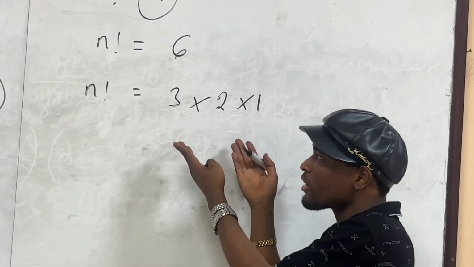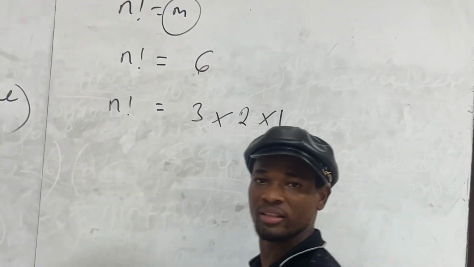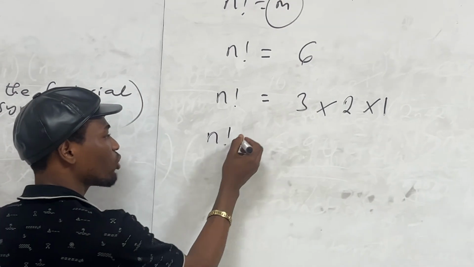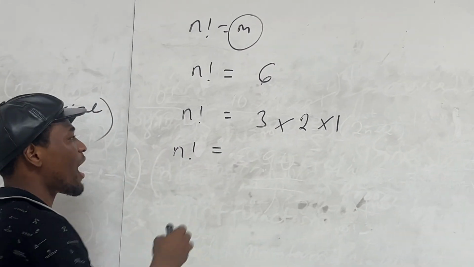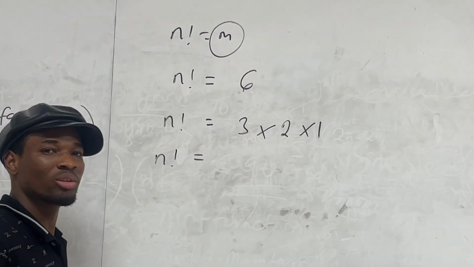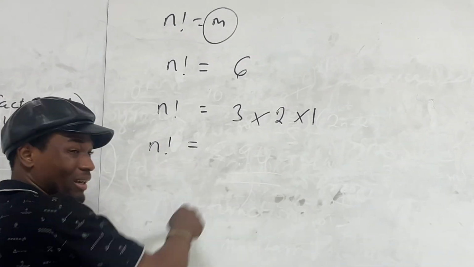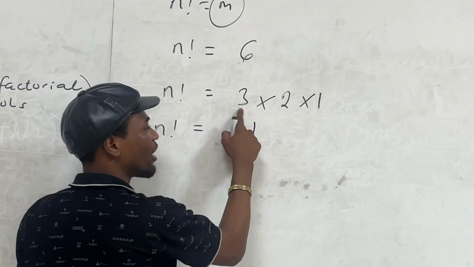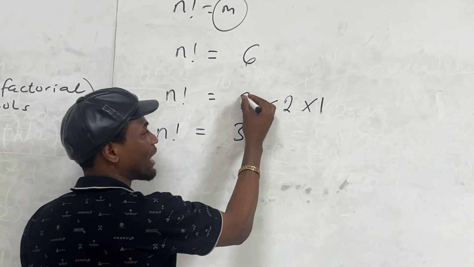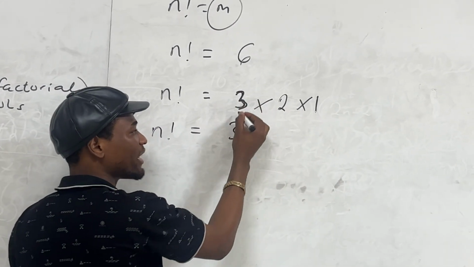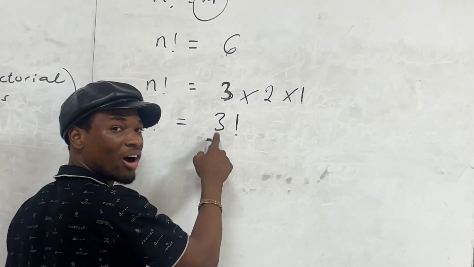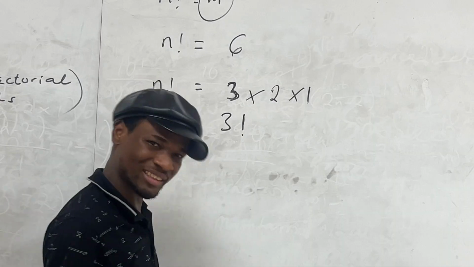So this is the trick I've been using. It works. So what do I have here? I have n factorial, which is equal to 3 times 2 times 1, so therefore I have 3 factorial. The number you end at, you write that number there, then you attach to it the factorial sign or factorial symbol.